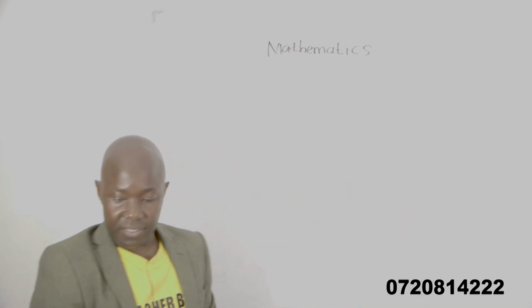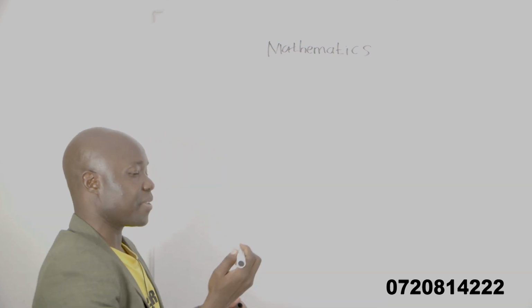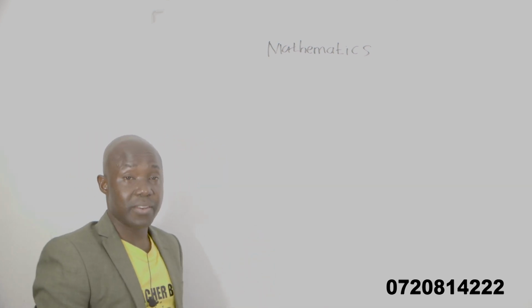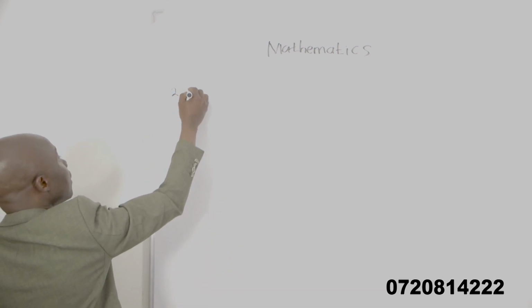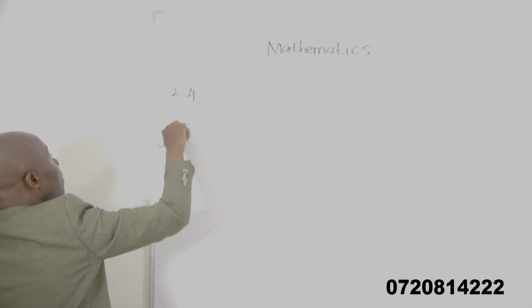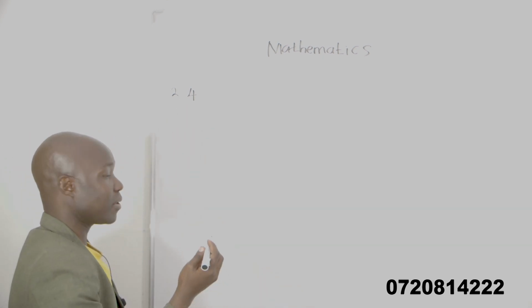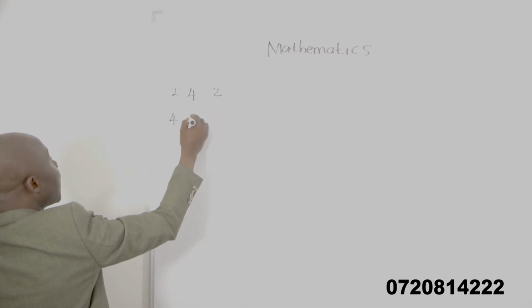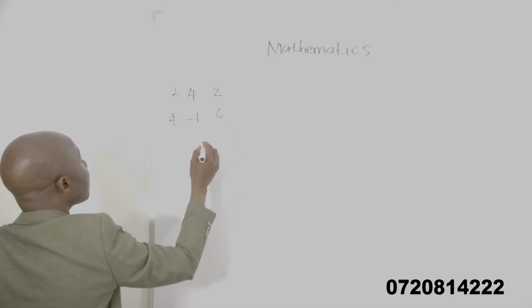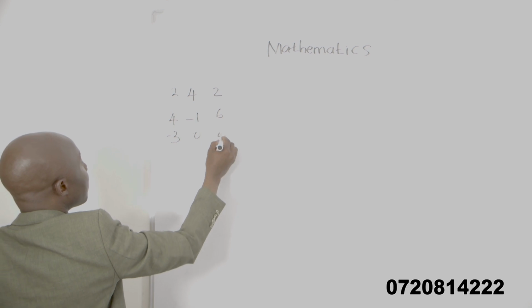Now I'll give you an example of a 3 by 3. Then we see how we find the determinant of a 3 by 3 matrix. If I give you 2, 4, remember in matrices we don't put those commas. Let me check that it is written well. Maybe 2, 4, negative 1, 6, maybe negative 3, 0, 5.